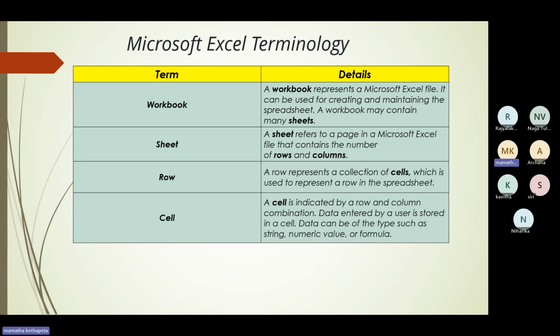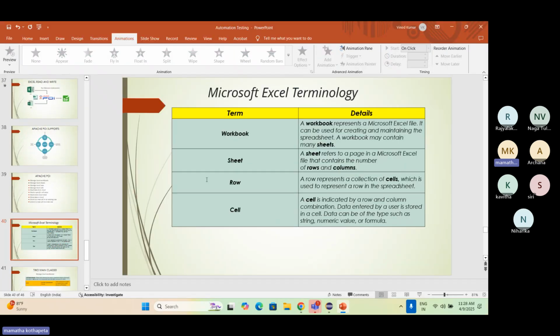It can be used for creating and maintaining the spreadsheet. A workbook may contain many sheets, right? So when you create an Excel, that Excel's other name, we call that a spreadsheet. Spreadsheet, where it spreads across multiple rows and columns. Somewhere around 60,000 plus rows and columns are there in each workbook. And each workbook, I mentioned, has multiple sheets. You can create multiple sheets. So like this, you can create multiple sheets.